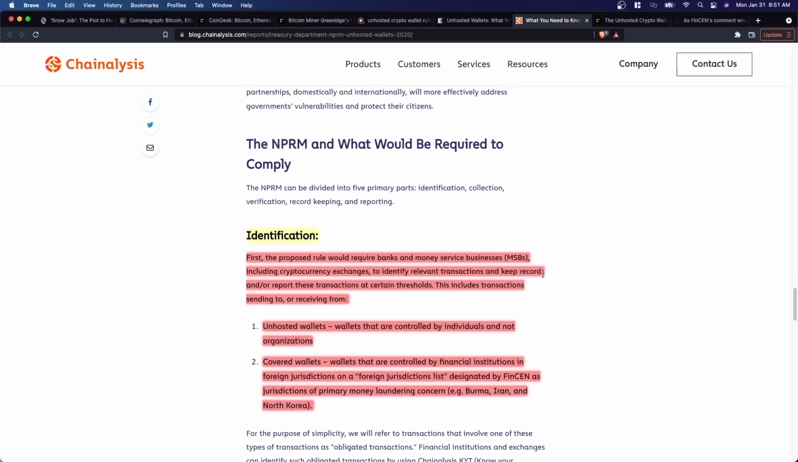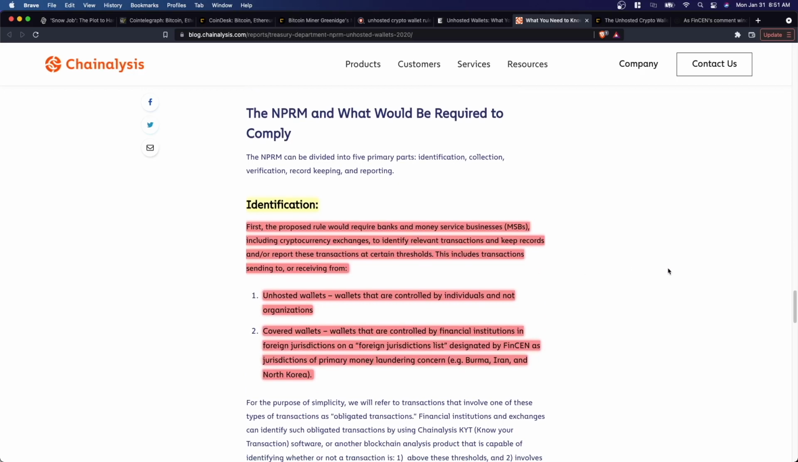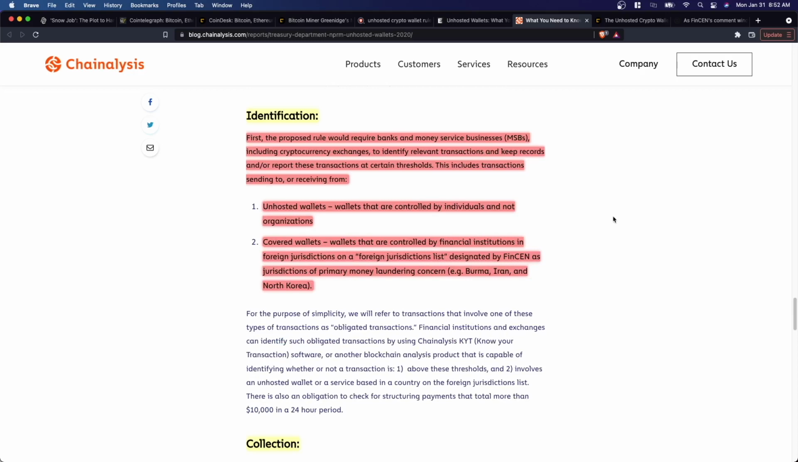So continuing on, we could see what would be required of this rule in order to comply. And there's 5 primary parts, namely identification, collection, verification, record keeping, and reporting. As it pertains to identification, they say, first, the proposed rule would require banks and money service businesses, MSBs, including cryptocurrency exchanges, to identify relevant transactions and keep records and/or report these transactions at certain thresholds.